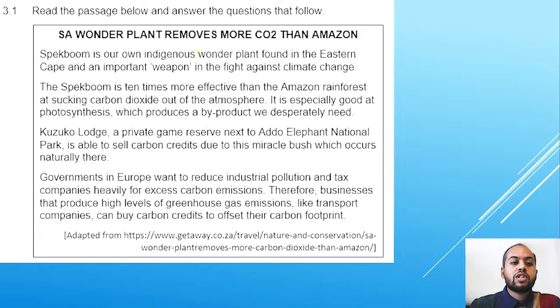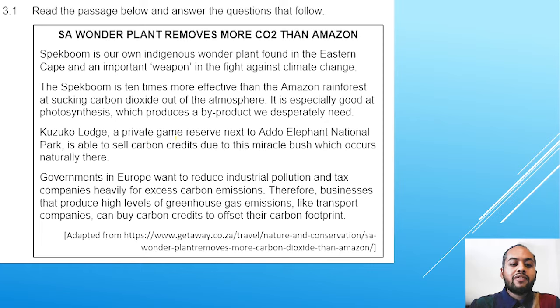The first question that we'll look at is taken from 3.1 that says read the passage below and answer the questions that follow. SA wonder plant removes more carbon dioxide than Amazon. Spekboom is our own indigenous wonder plant found in the Eastern Cape and is an important weapon in the fight against climate change. The spekboom is 10 times more effective than the Amazon rainforest at sucking carbon dioxide out of the atmosphere. It is especially good at photosynthesis, which produces a byproduct we desperately need.